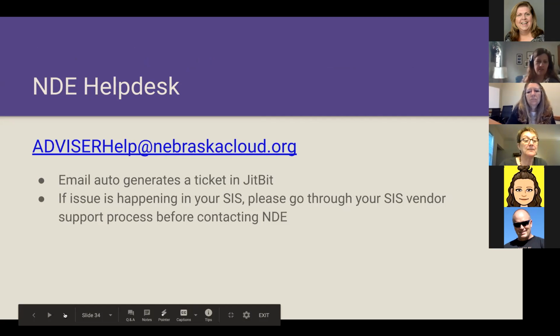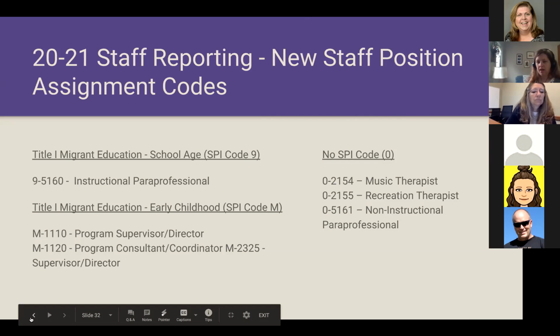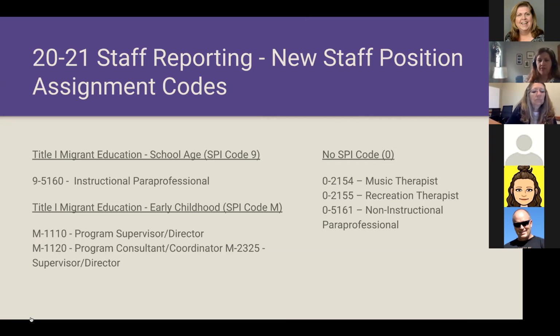Someone asked the question, what is SPI? Special Program Indicator. These are the codes that within staff reporting help reimburse you for funds. So they're very specific to typical programs. If you don't have any, you would use a 0 or an O if you don't have any specific sort of association you need to make. Most teachers are 01160, and this is all within staff reporting.